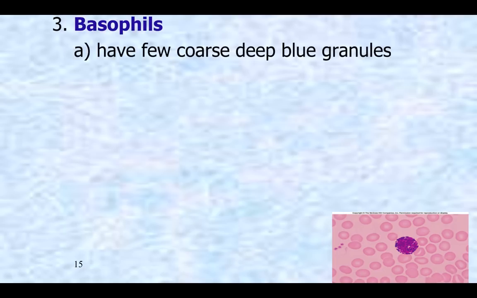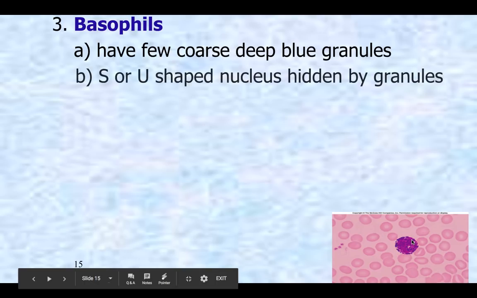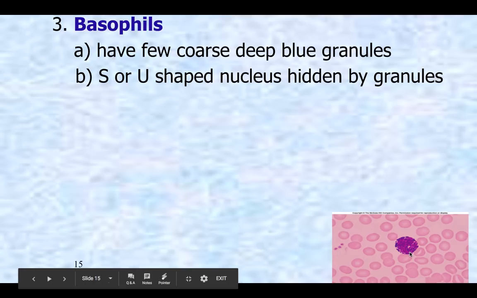Our next type of white blood cell or leukocyte is going to be our basophil. These have a few coarse deep blue granules here, very, very dark granules in here, dark color. There's an S or U-shaped nucleus that's basically hidden by these granules. And if we look closely, my cursor here is going to try and show you. If I had a pen, I could color it in.